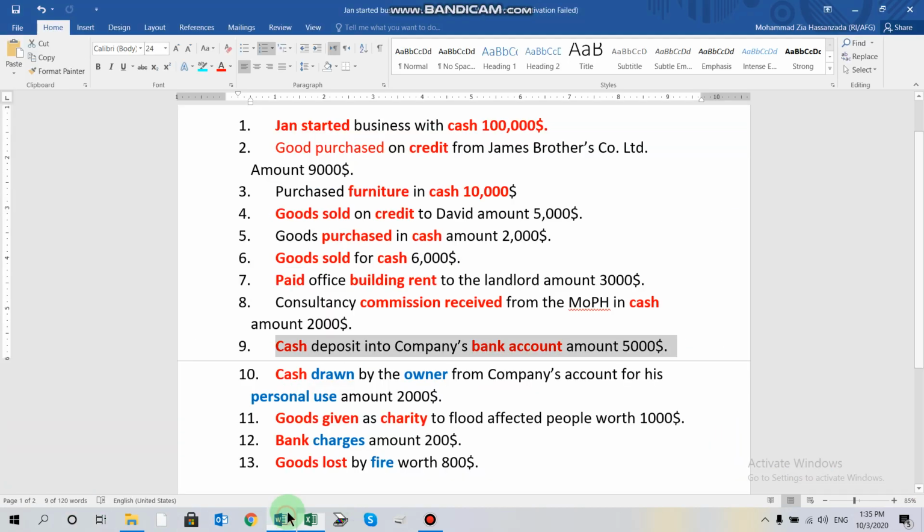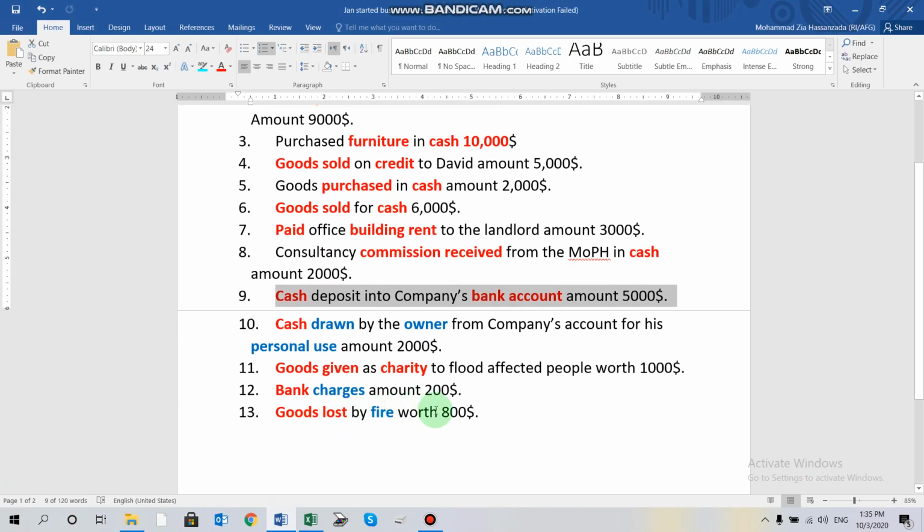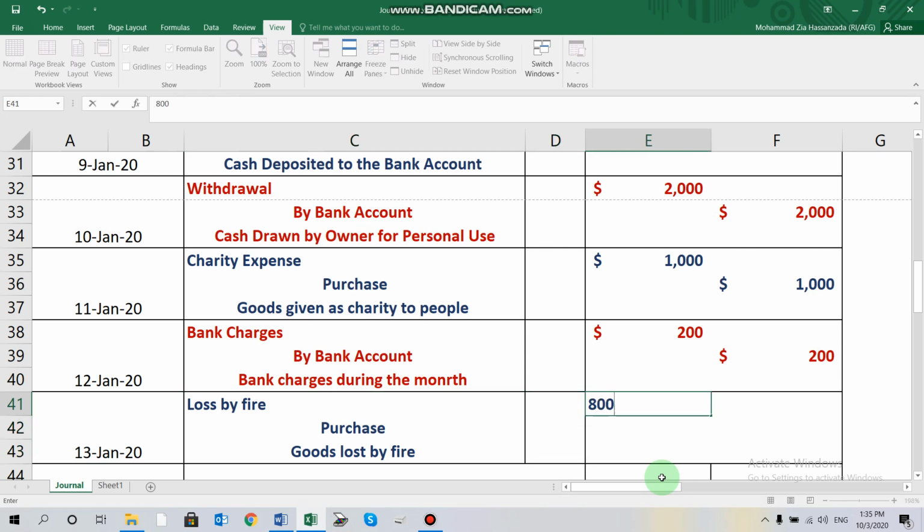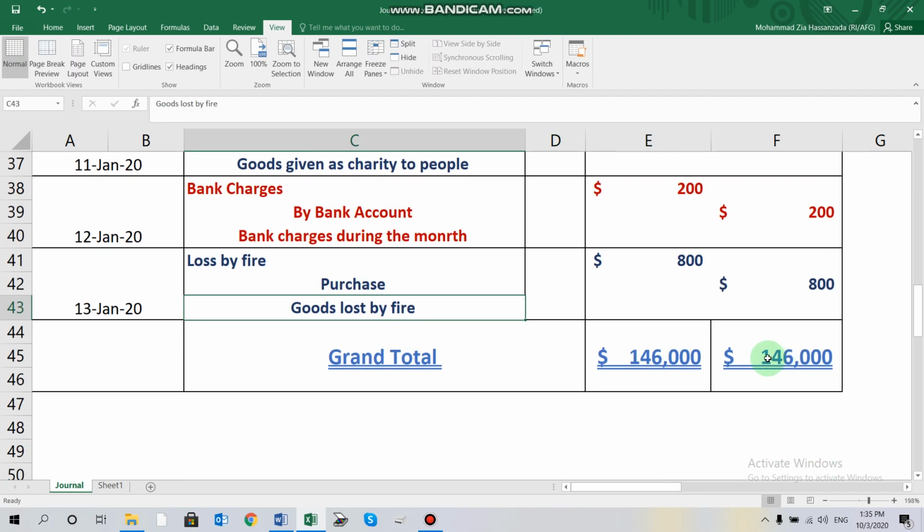The last transaction is goods lost by fire worth 800 USD. So loss by fire is again one expense, 800 debit, and our purchase, which is one asset, decreasing by 800 credit. It should be recorded into the credit side. And the last, both the total of debit and credit should be equal. And in the next video we will do ledgerizing of these transactions.